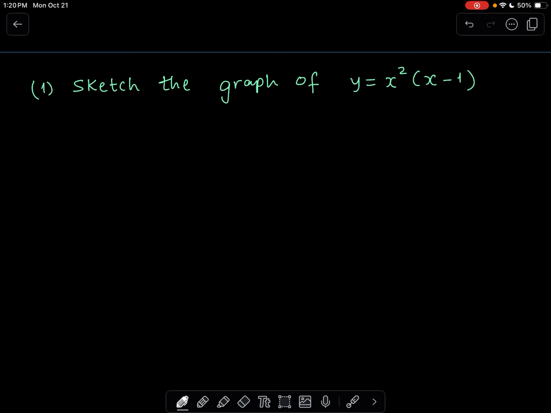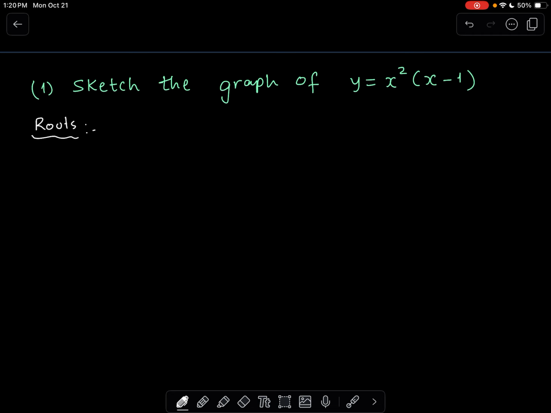We're having y equal to x squared times x minus 1. Now, how is it different to the ones which we have already done? Here, we're having x squared. It means that this is a repeated root. And what is the meaning of repeated root? We're going to explore that shortly. So, let us find the roots.